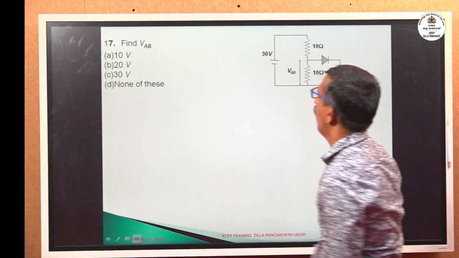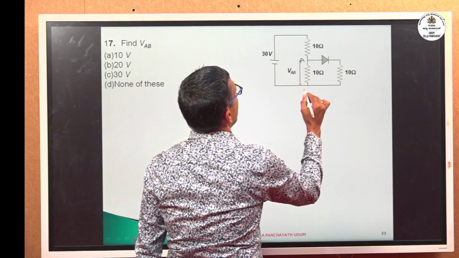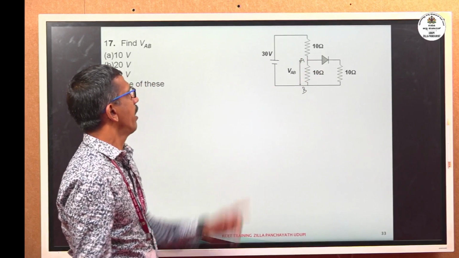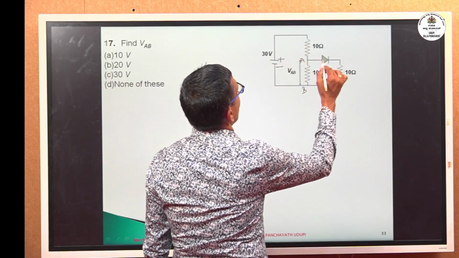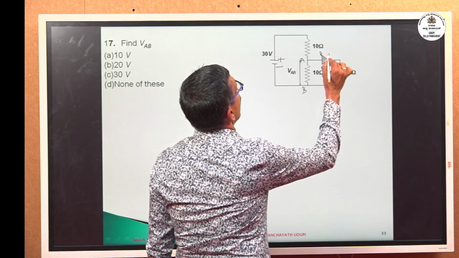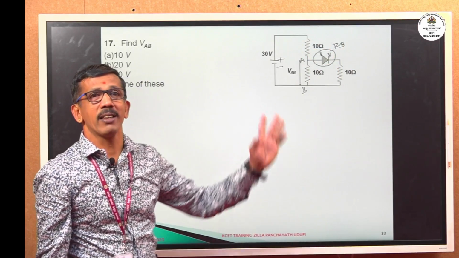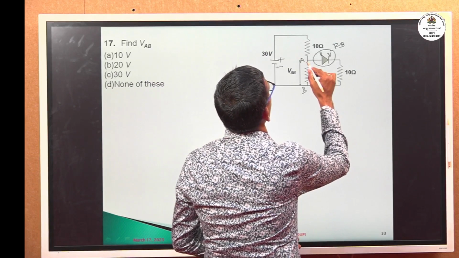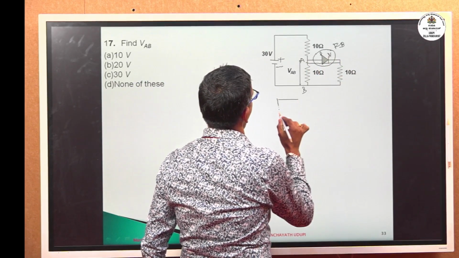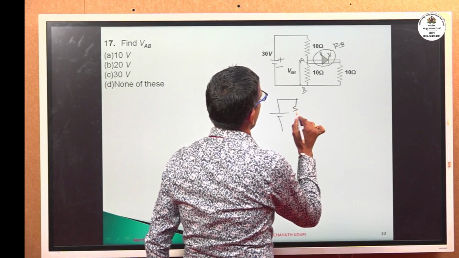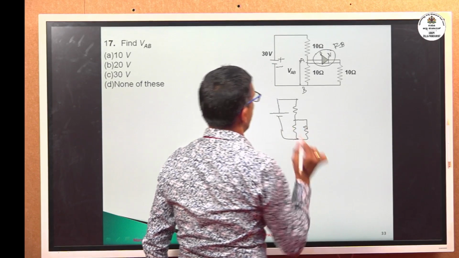Find the voltage across A and B, V_AB. This is point A, this is point B. Just see the circuit: the positive terminal is connected to P, and the negative terminal is connected to N, so the diode is in forward bias. Forward bias means, assuming the diode is ideal, make it a short, a direct connection. Now the circuit becomes simple. This is 10.